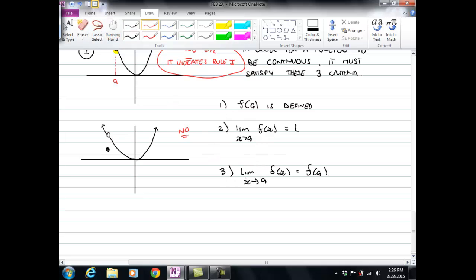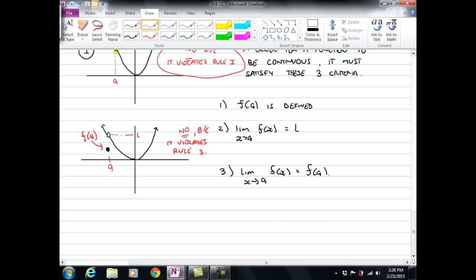See, rule 3 says there is a limit. Check. The limit's right here, L. But the limit is not the same as f of A because f of A is here. So I'm going to write down f of A. That's f of A. Okay? F of A exists, it's right there. But the problem is no, because it violates rule 3.